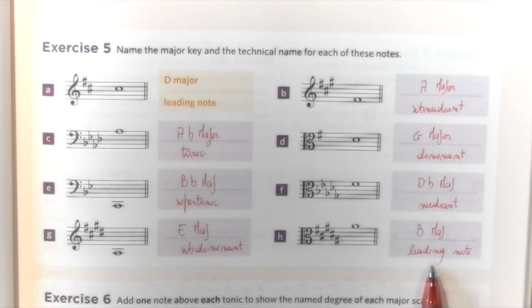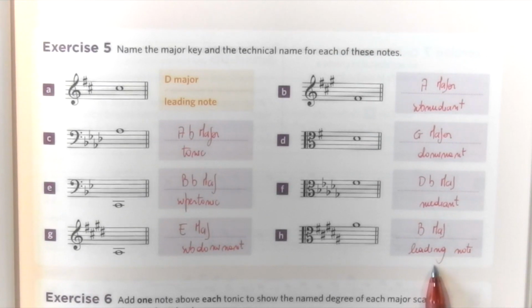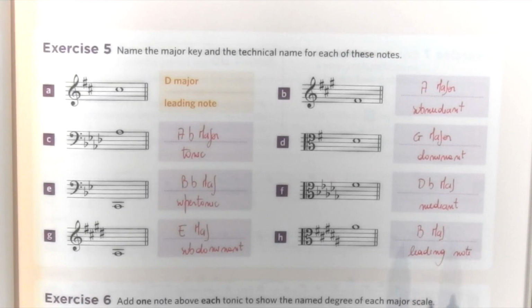Try not to call this note the leaning note. That's incorrect, okay? The name is leading because it leads to the tonic. It's not leaning anywhere. It doesn't lean to anything. It's leading, it's going towards the tonic, okay?